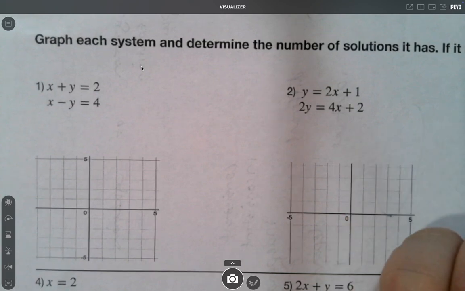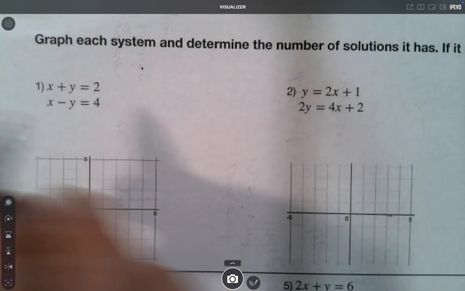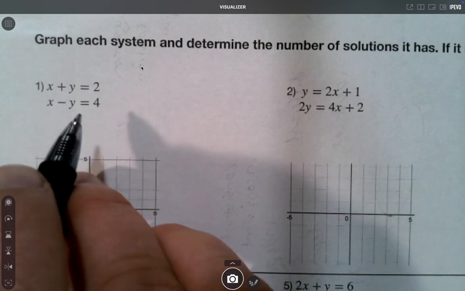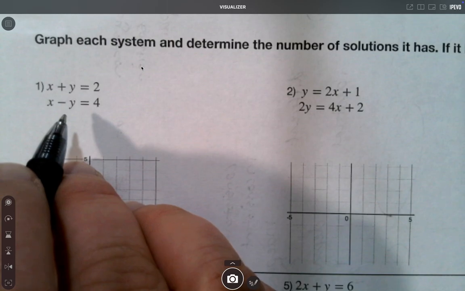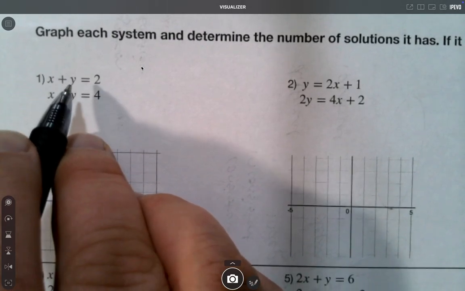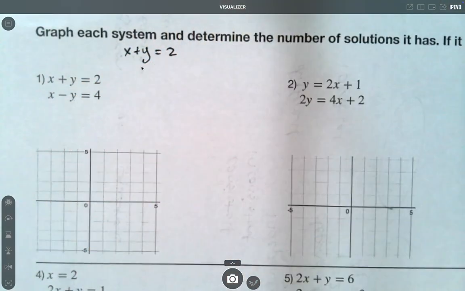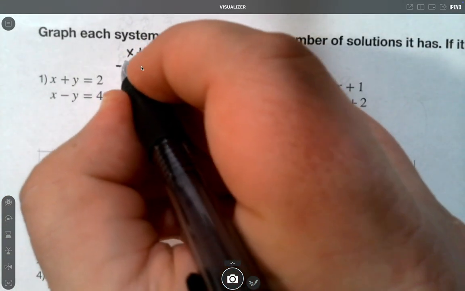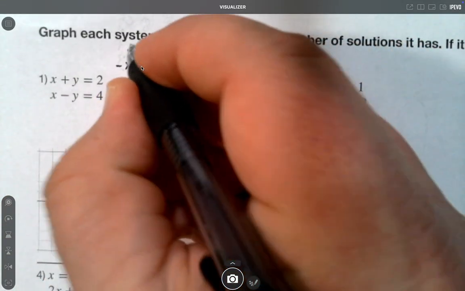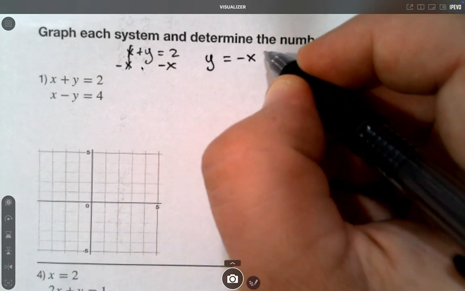Okay, so first step. When we want to graph equations, we talked about this in the previous lesson, the review of how to graph, we want it to be in slope-intercept form. So that means we have to get y by itself. So we'll do x plus y equals 2. And to get y by itself for this first equation, I'll need to subtract x from both sides. So I get y equals negative x plus 2.